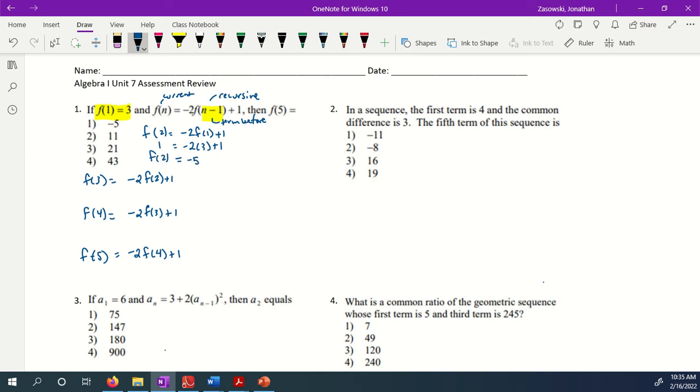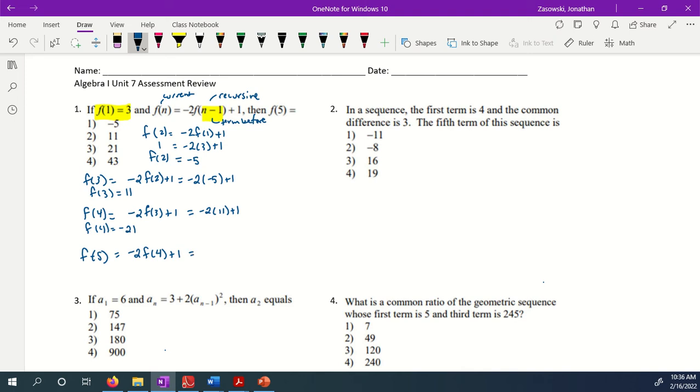That's f of 2. So we're going to plug that in right here. So it's negative 2 times f of 2, which is negative 5, and then plus 1. So negative 2 times negative 5 is positive 10, so plus 1. So that means f of 3 is 11. Okay, we're going to plug that in right here. So this is equal to negative 2 times 11 plus 1. So this is negative 22 plus 1. So f of 4 is negative 21.